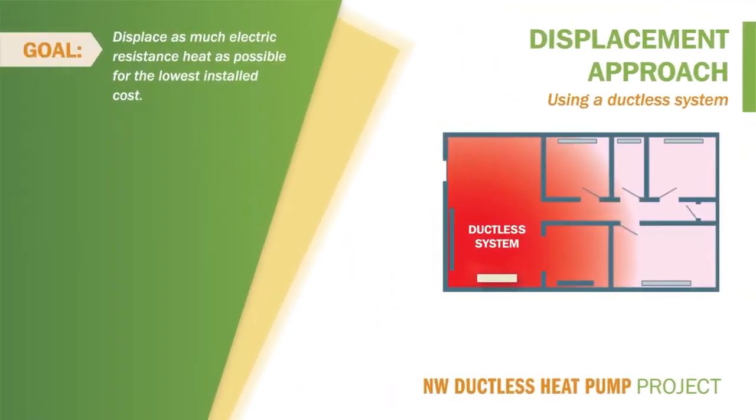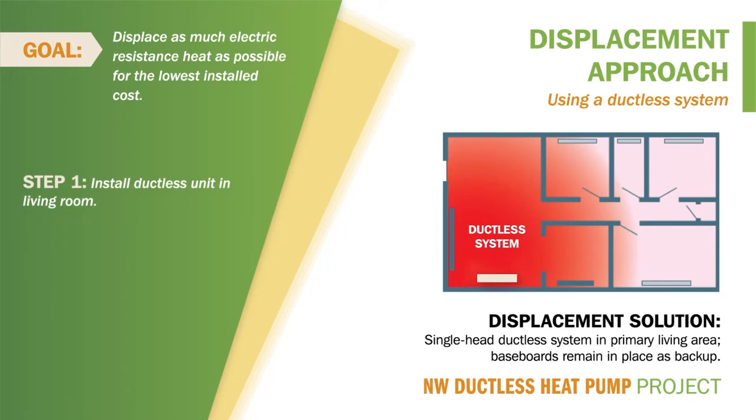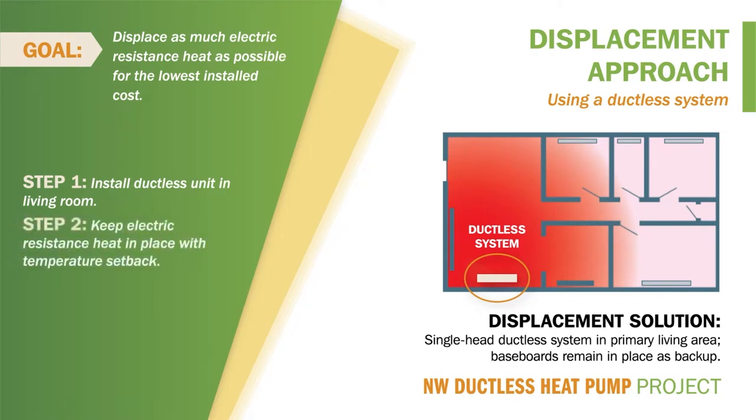Electric resistance heat is often less comfortable, too. Displacing electric resistance heat with a ductless heat pump is easy and involves 3 steps. In step 1, we identify the room or rooms in the home where occupants spend most of their time. The ductless heat pump is installed in this main living area. Ideally, this is the living room or family room. We select a ductless heat pump with the ability to take on all of the heating requirement for this main living area.